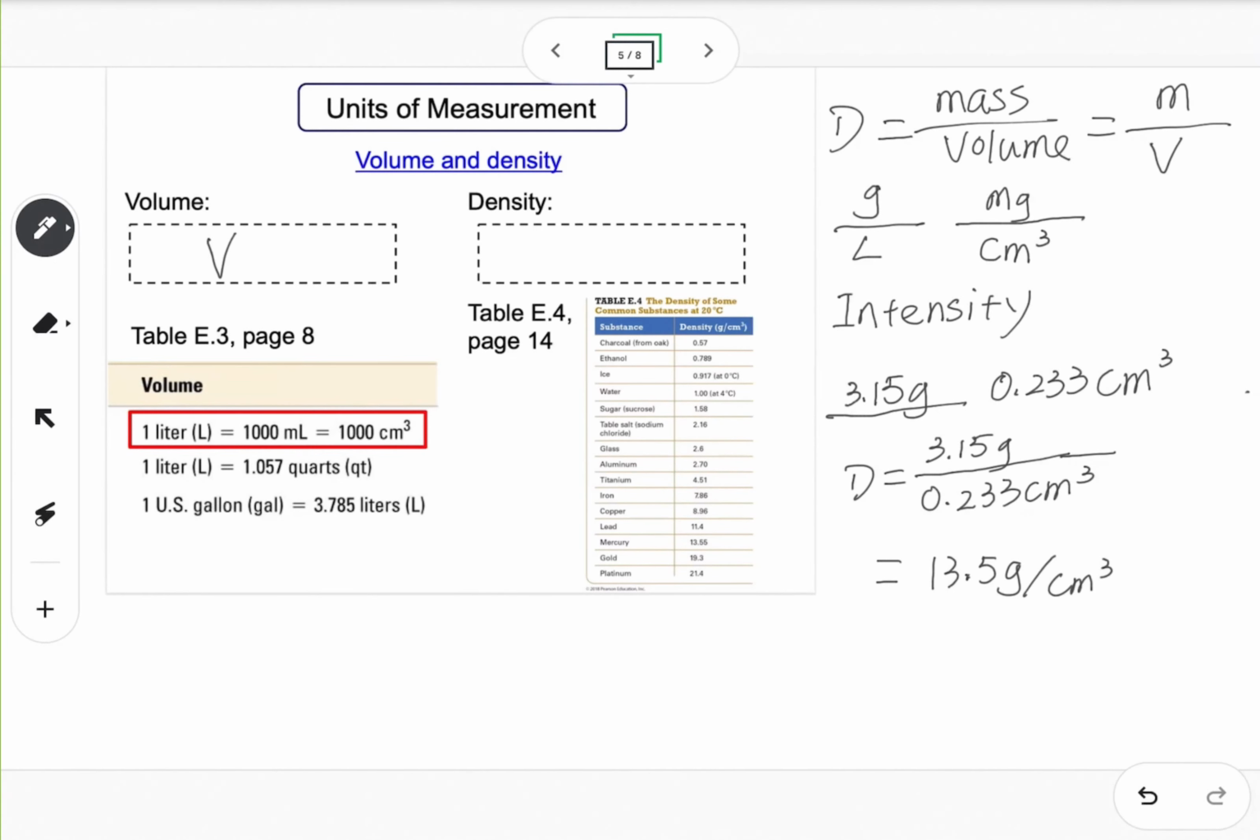If you compare this density with the density of platinum, 21.4 gram per cubic centimeter, it's much lower. That means this platinum ring is not real platinum. So we can use density, an intensive property, to check whether this platinum ring is real or not. All right.